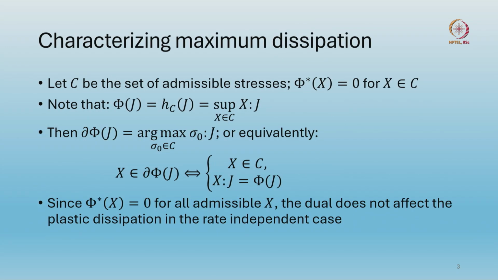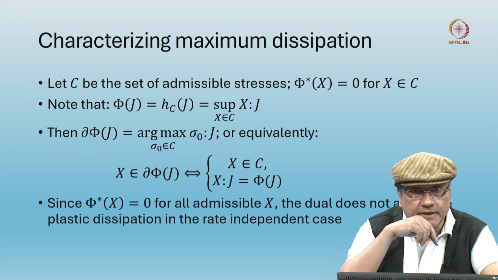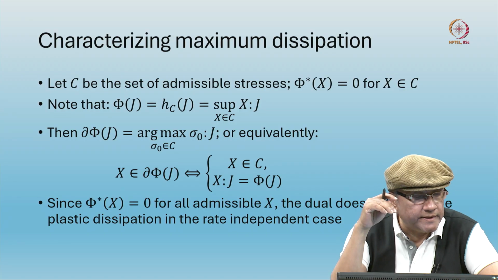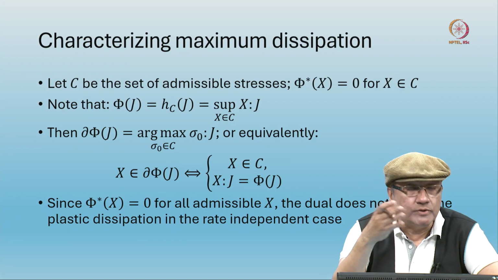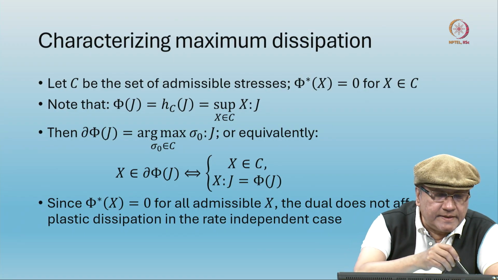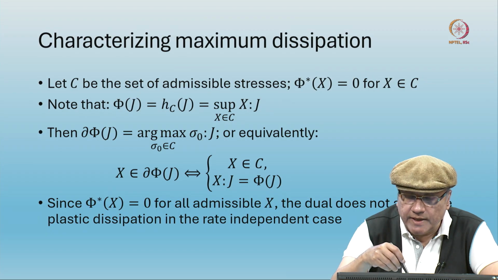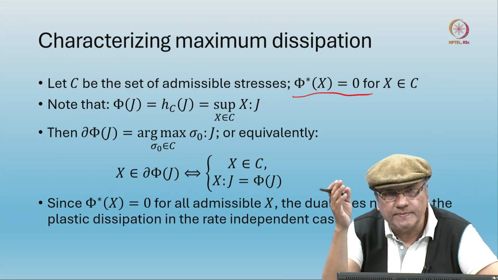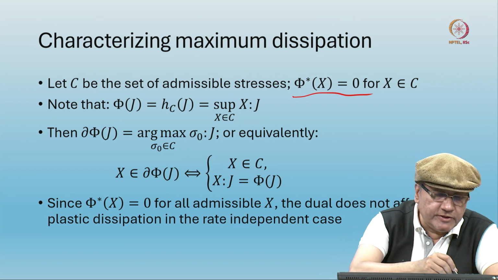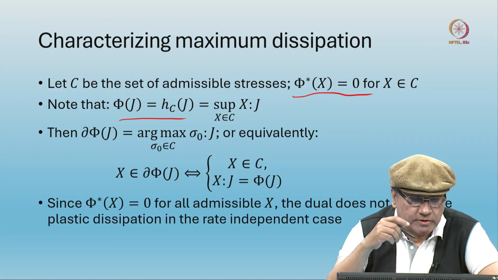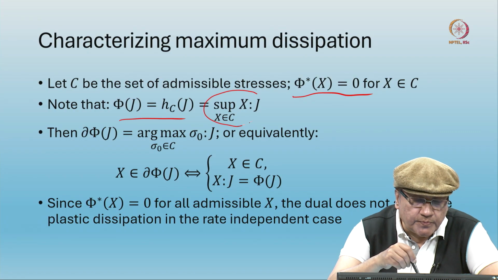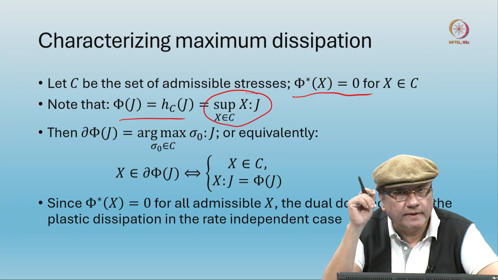Now, let us also come to the issue of maximum dissipation, because the maximum dissipation principle is a direct consequence of the Fenchel-Young inequality or equality, right. So, now let C be the set of admissible stresses. So, we have phi star x equal to 0 for all x belonging to C. Now, note that phi j is also a support function over C, that is by definition the supremum of x times j, over x.